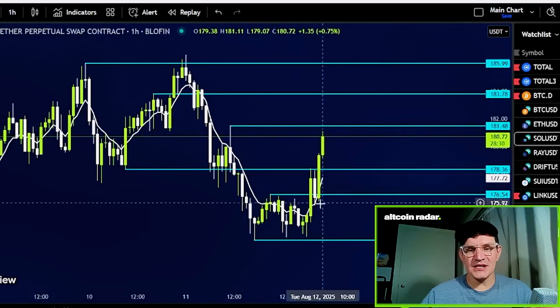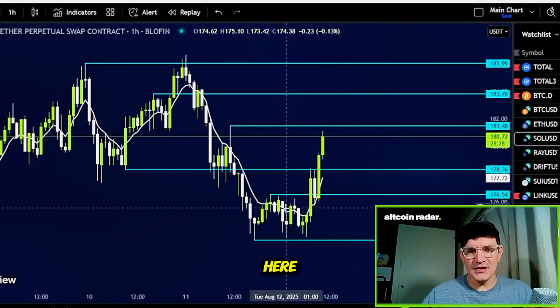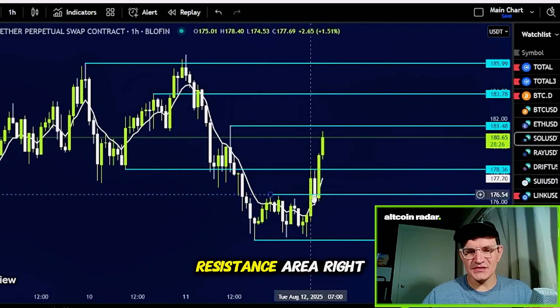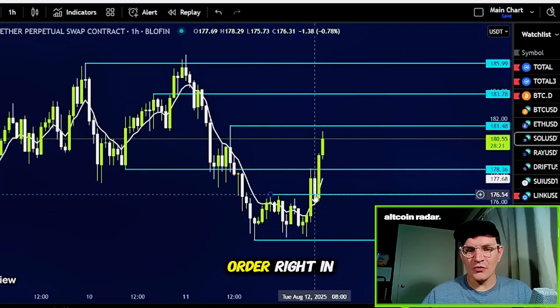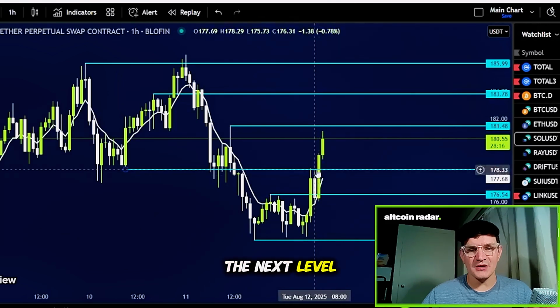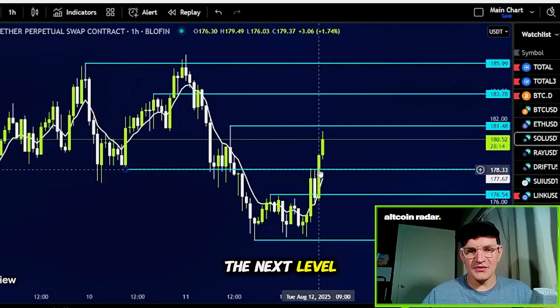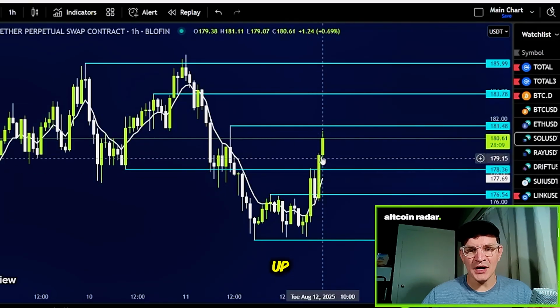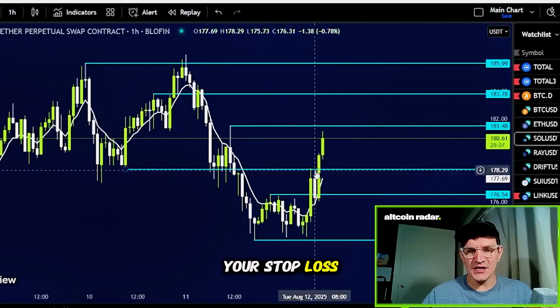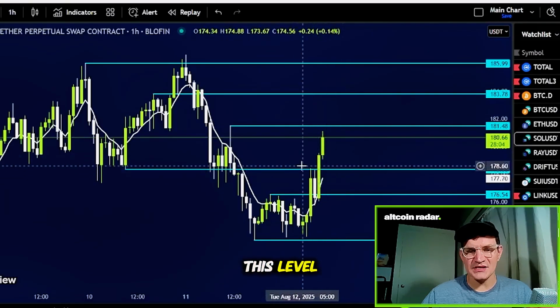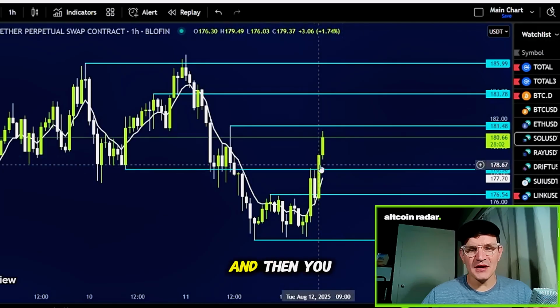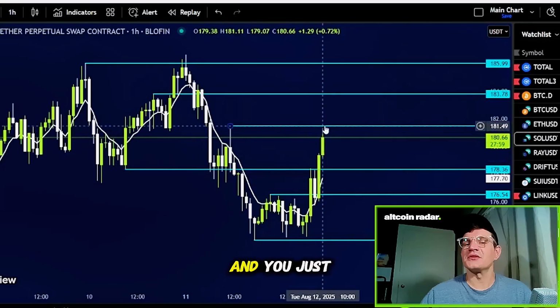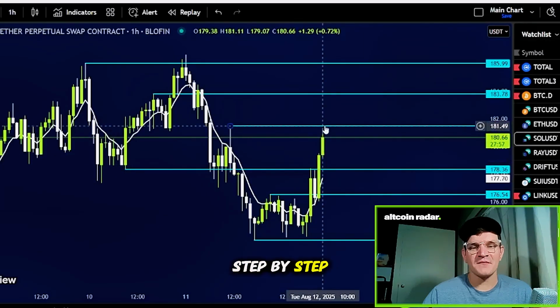Obviously, we were down here and then price ended up coming up to this resistance area right here. When it comes up to this resistance area, you place your long order right in here because you want to see if price action is going to go up to the next level. Once it goes up to the next level, you move your stop loss into profit up to this level if it continues to keep going up. And that's what happened here. You'd move your stop loss into profit up here once it passes this level, and then you continue to ride it up to the next level, taking it level by level in a step-by-step fashion all the way up.